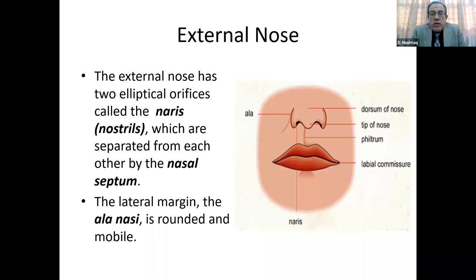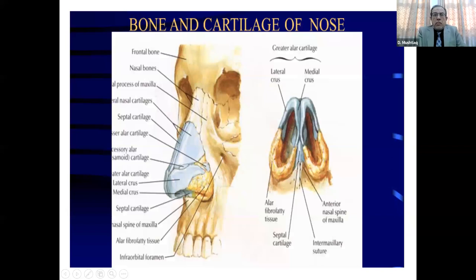The external nose has an elliptical orifice called the nostril or naris, separated by the nasal septum. The lateral margin, we see the external one here. The mouse, you cannot see it. The bone and cartilage of the nose consist of the nasal bone, the nasal process of the maxilla, and the nasal process of the frontal bone.